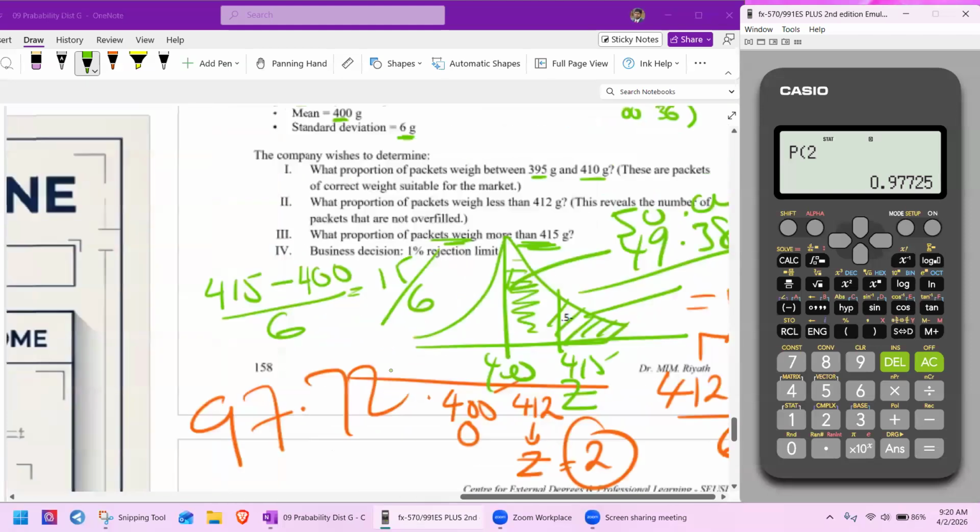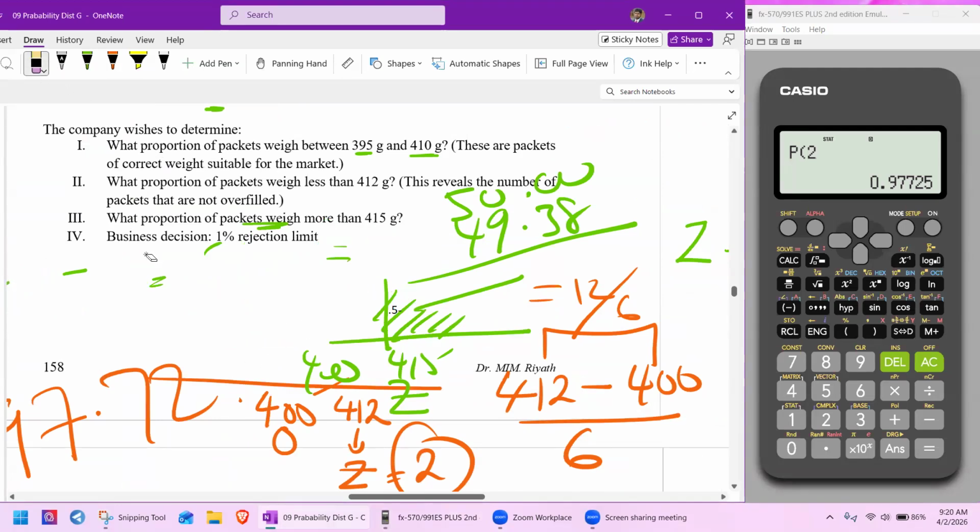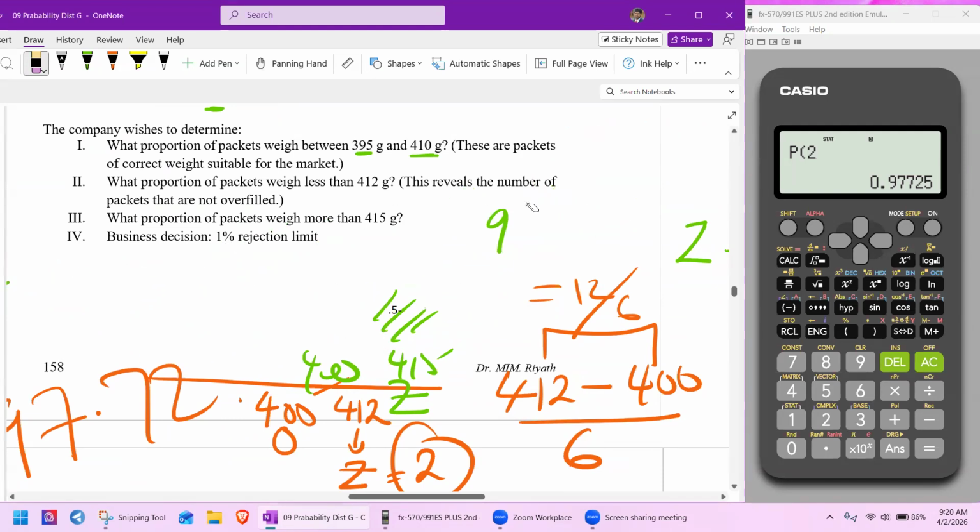And here, why is that? You see this question, we can use the calculator for finding the distribution to solve this. Here, you see question number 4, business decision.